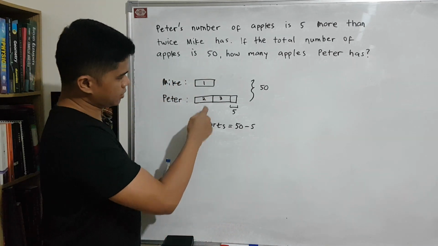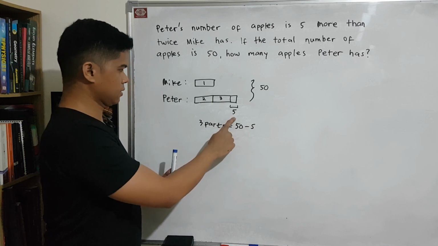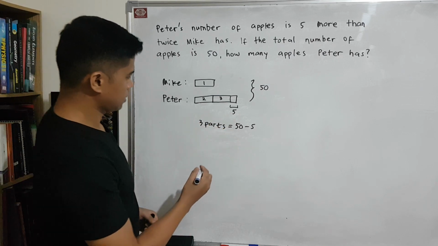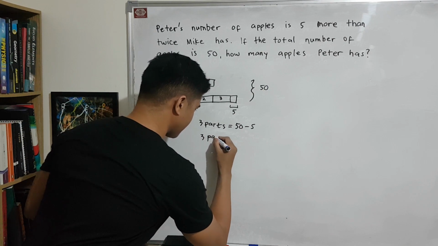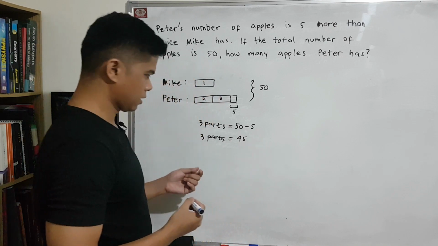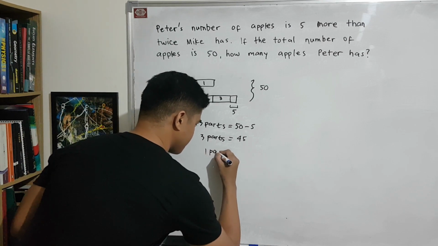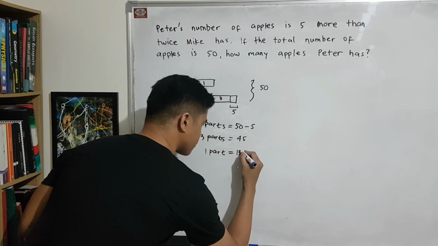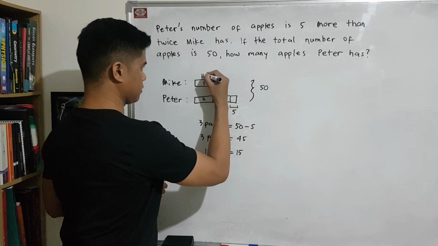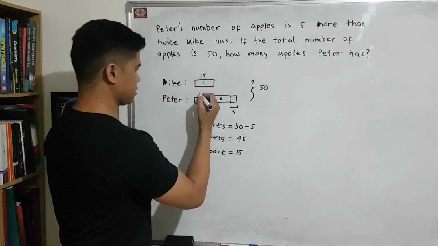So the sum of the 3 bigger parts is 50 minus 5. We remove the 5 apples that represents Peter. Now we have 3 parts equivalent to 50 minus 5, which is 45. So that means one part is actually 45 divided by 3, which is 15. Okay, so Mike actually has 15 apples, right? So that's equivalent to one part. So for Peter, there are 2 parts, that's 15 each.